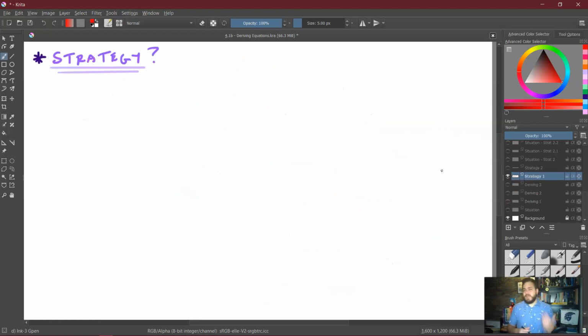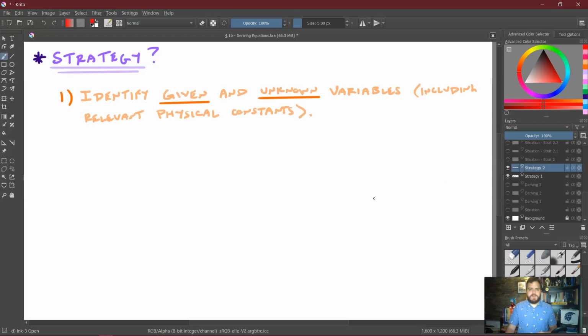So what's the strategy we're going to utilize to derive expressions or equations? Well, there's not really a hard, fast, perfect way to do it. In fact, you kind of have to look at one situation at a time and try to really piece things together in a more creative manner. However, there are some things that we can do that will help us put the pieces together so we can be a little more sure that we're going in the right direction. So let's go ahead and go through these all together with that particular problem we had earlier. So first off, we want to identify given and unknown variables that are in the situation, including relevant physical constants.